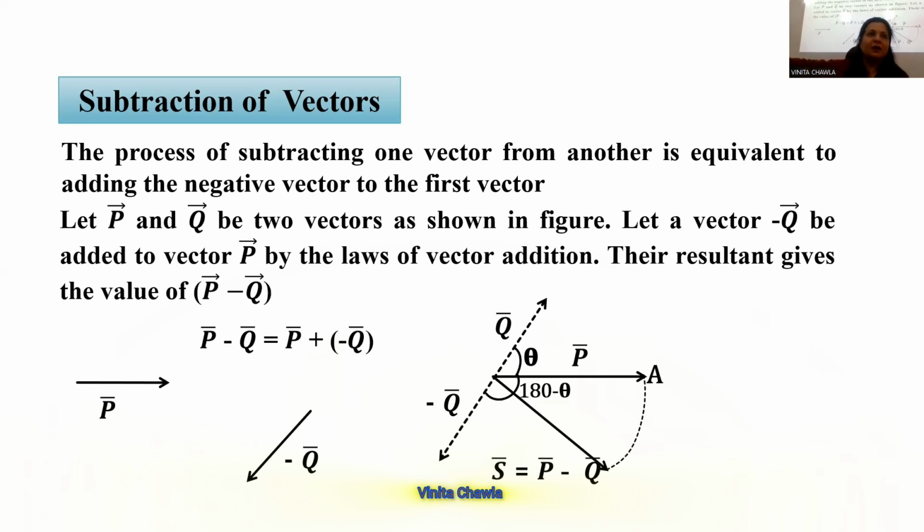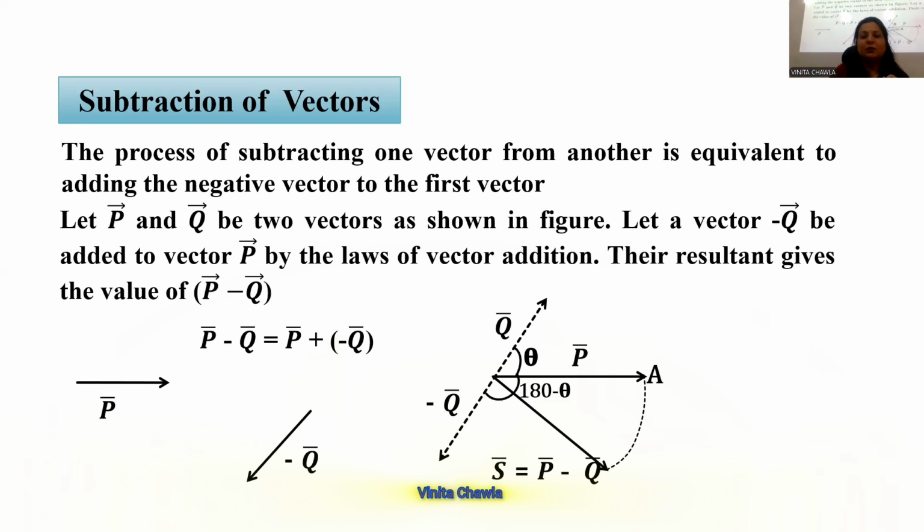So if vector P is here, and vector Q is here, and the angle between both the vectors is theta, then what will be the angle between P and minus Q? 180 minus theta. Any doubt in this? You can ask, no problem. If the angle between P and Q is theta, then between P and minus Q it will be 180 minus theta, because the angle between Q and minus Q is 180 degrees.